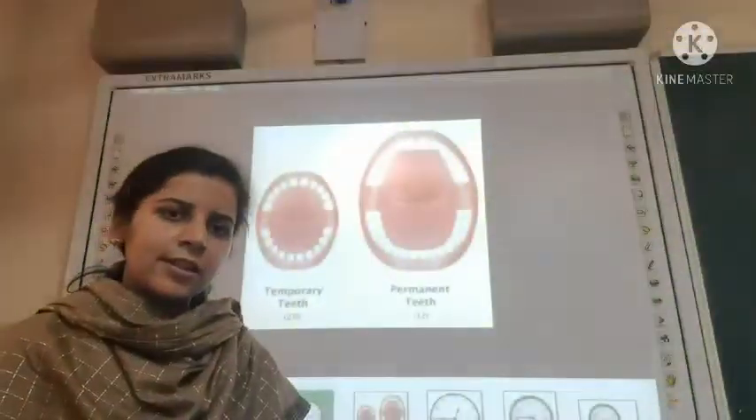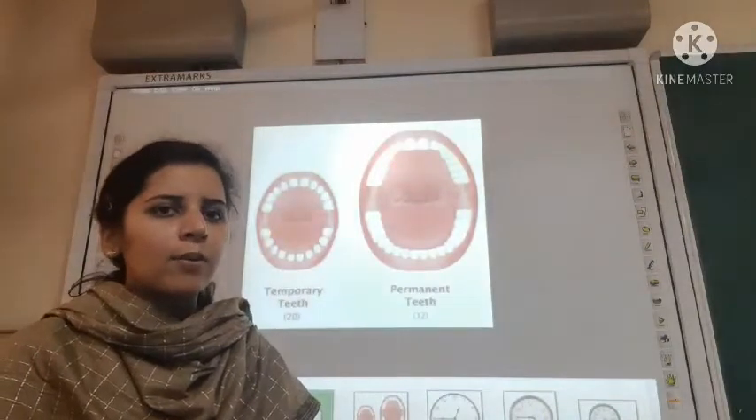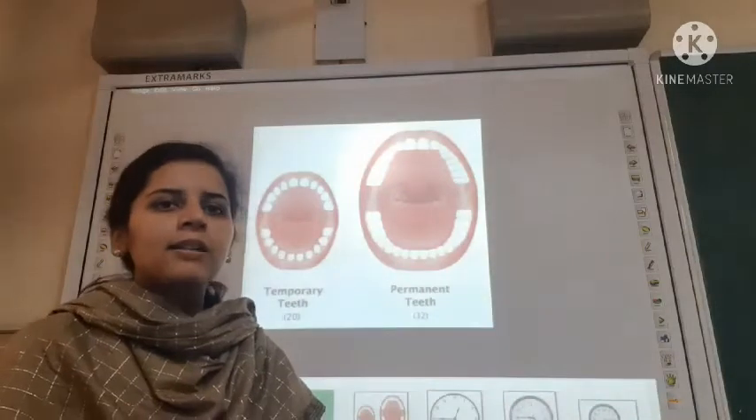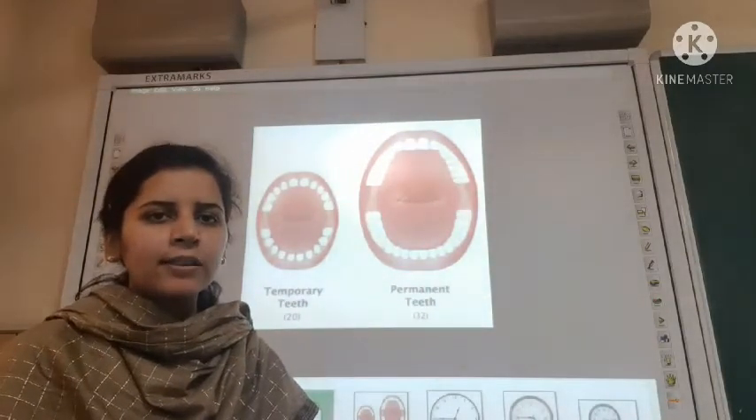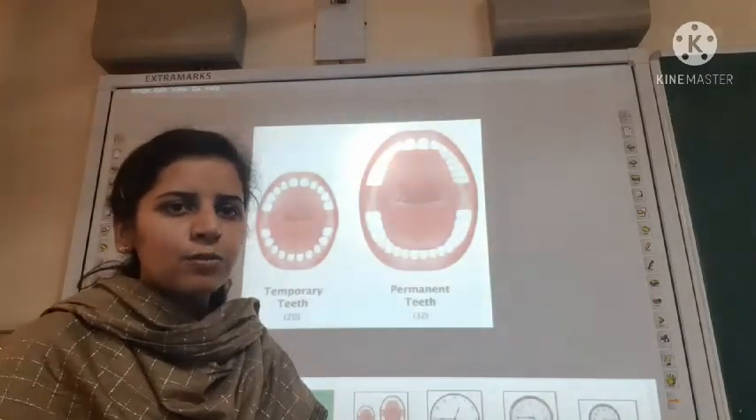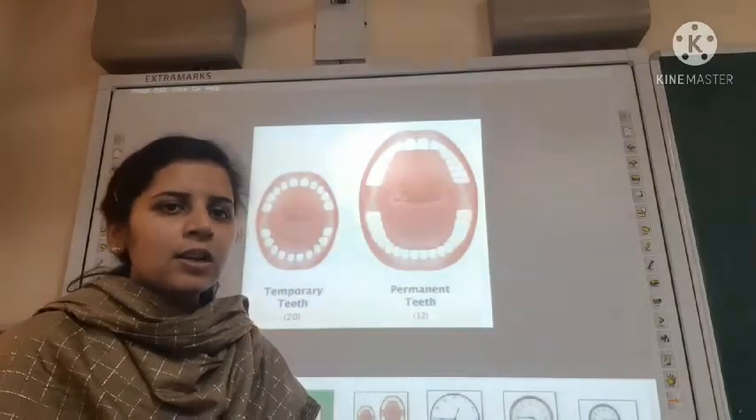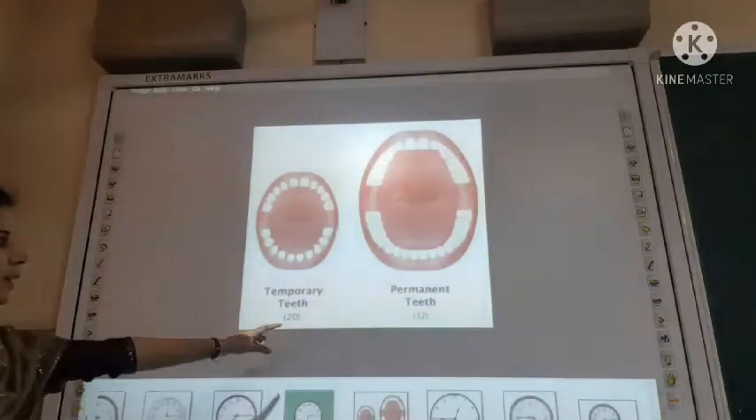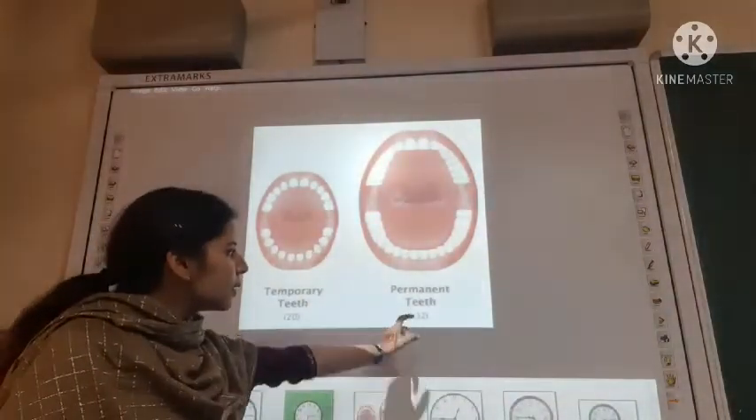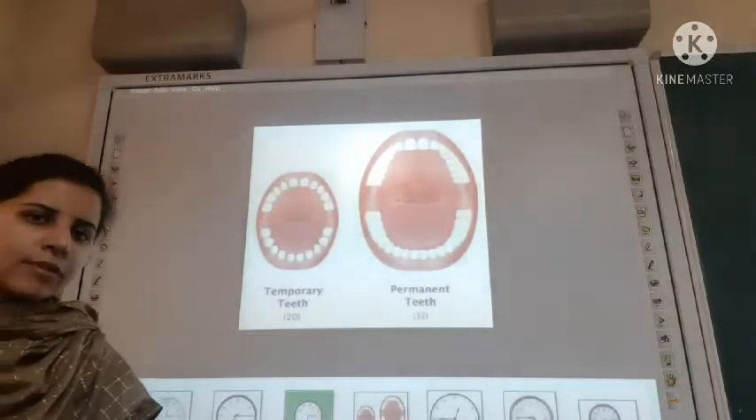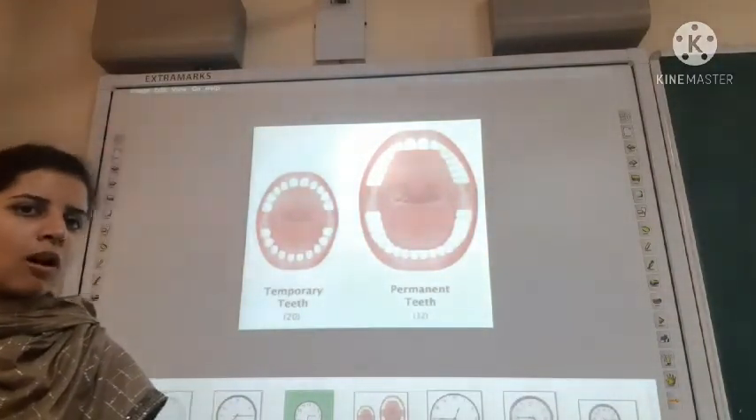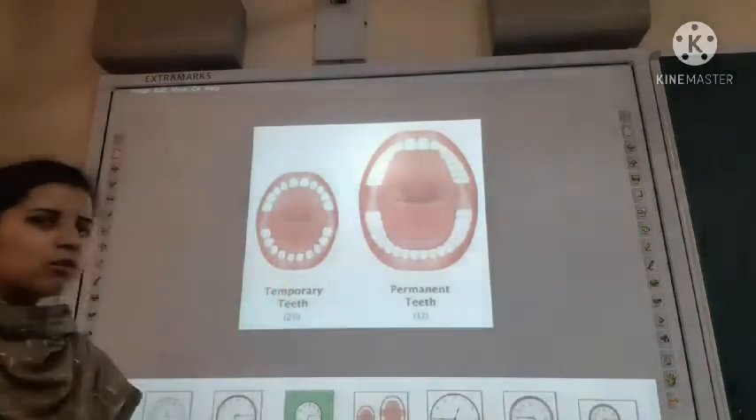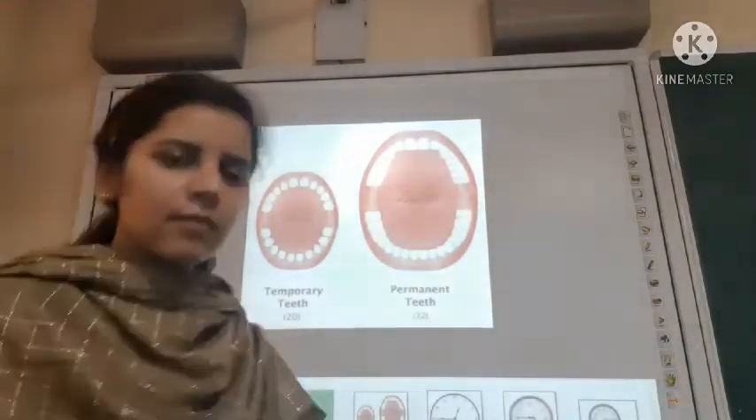Dear students, teeth are a very important part of our body because teeth give shape to our face. They help us to chew and bite the food and they help us to speak clearly, right? There are two sets of teeth: one is temporary teeth and the second is permanent teeth. By the age of 3, the child has a set of 20 temporary teeth, and this set of teeth is also called milk teeth.